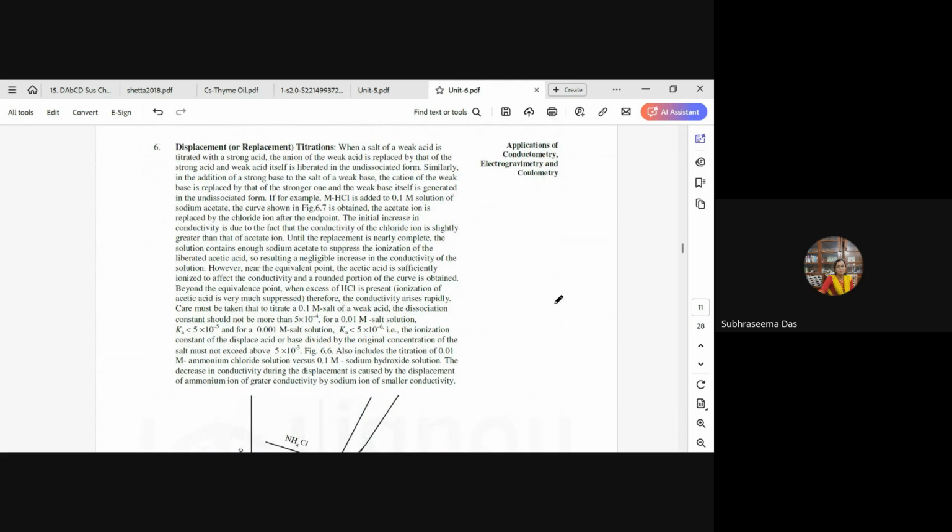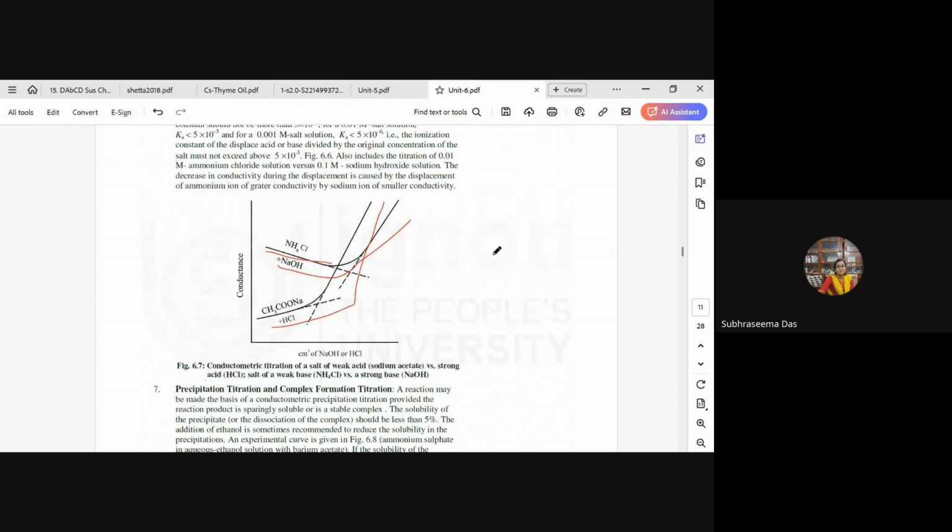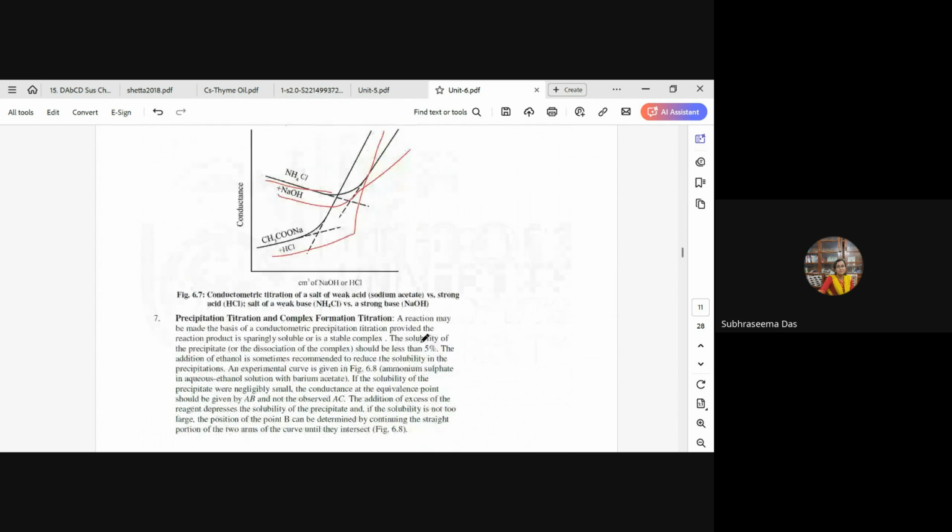Then coming to displacement titrations. When a salt of a weak acid is titrated against a strong acid, the anion of the weak acid is replaced by the strong acid and the weak acid is liberated from the undissociated ion. In figure 6.7, you can see the conductometric titration of a salt, sodium acetate versus HCl, where the curve goes like this. And for ammonium salt versus NaOH, the deviation here is less. The displacement is caused by the ammonium ion here, compared to the sodium ion, which has a lower conductivity.